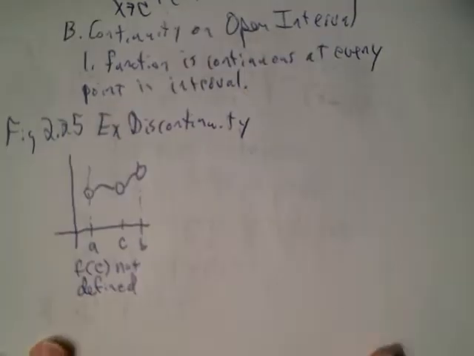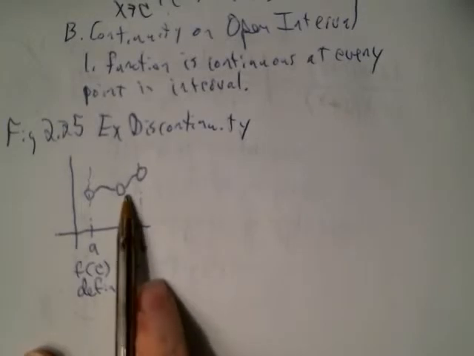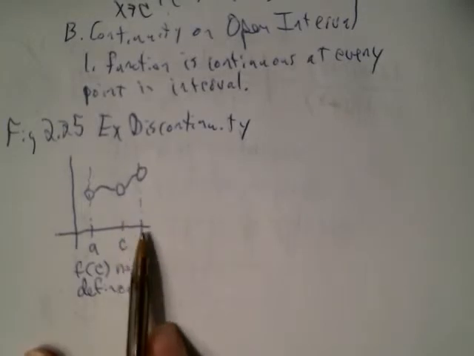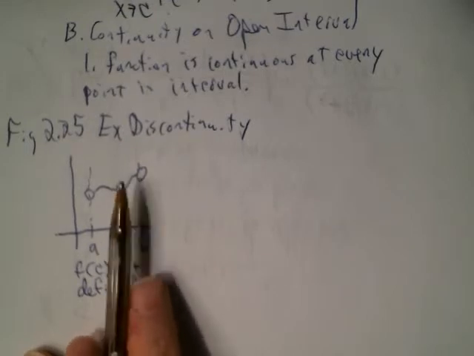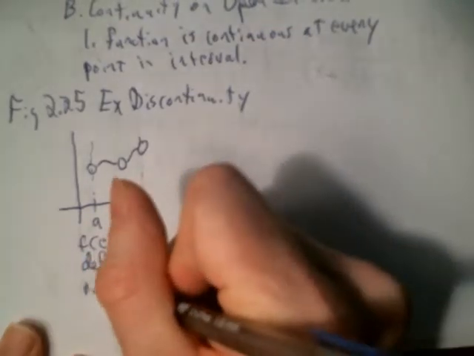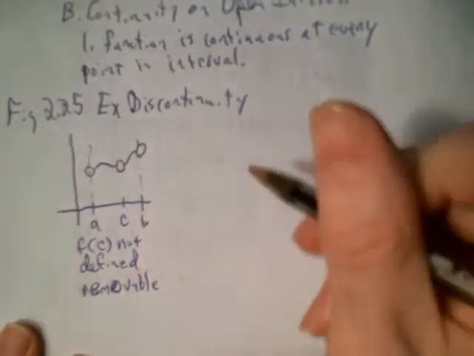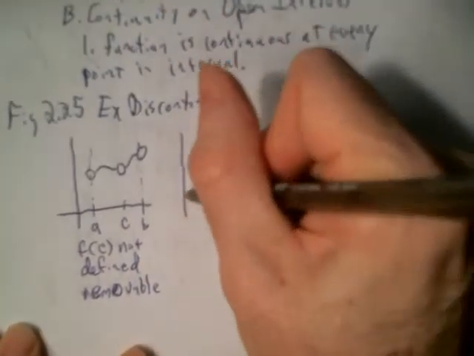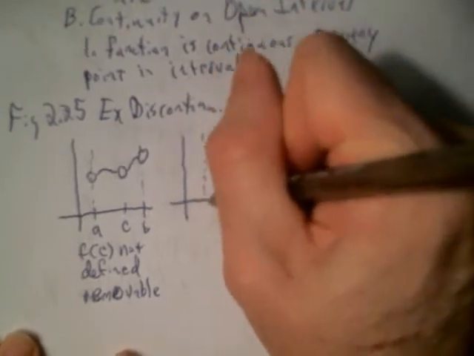In this case, it's considered to be removable because you could define f of x at c to equal this particular y value. So it's considered removable, or fixable if you'd rather. Okay, the second case is when the limit doesn't exist, and this is a bad case because it's not even fixable.